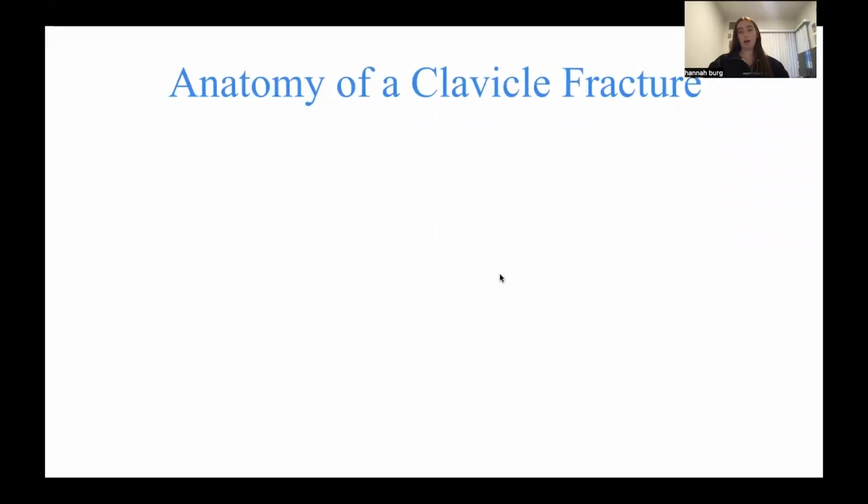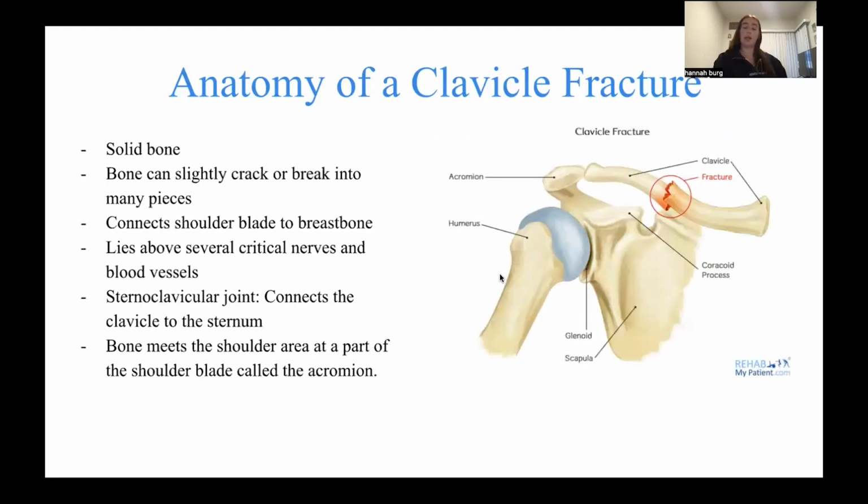All right, so I'm going to be talking about the anatomy of a clavicle fracture. The clavicle is a solid bone, and when it is broken or fractured, it can slightly crack or break into many pieces. The clavicle is the bone that connects the arm to the body, so it connects the shoulder blade to the breastbone. It lies above several critical nerves and blood vessels. However, these structures are never really affected or injured when a fracture occurs.